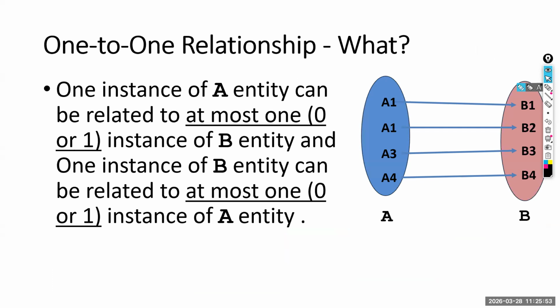Right. What about one-to-one relationships? What is the definition? One instance of A is mapped with one instance of B, and one instance of B is mapped with one instance of A. Then how to design?